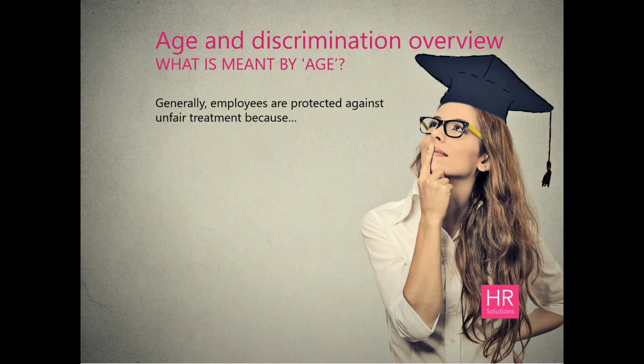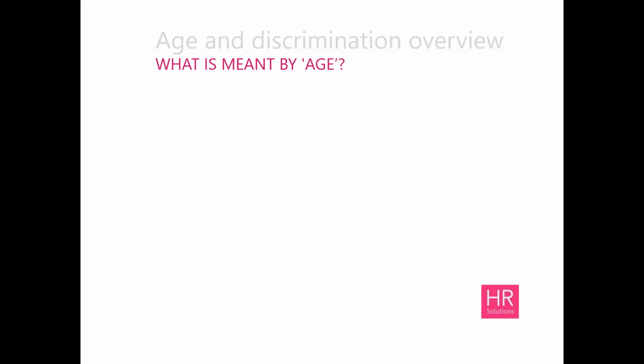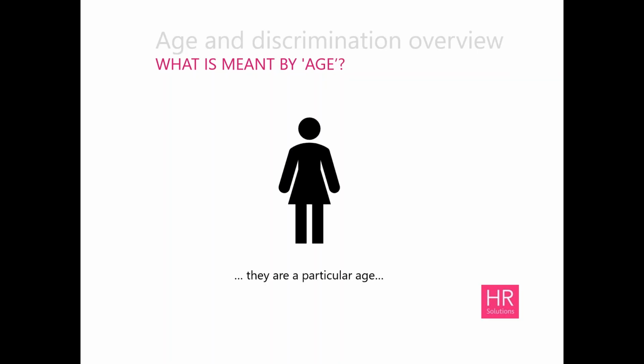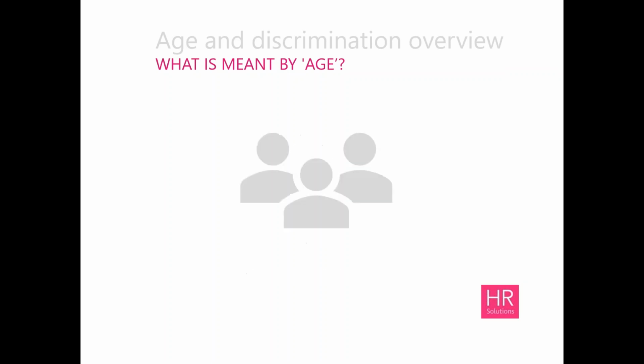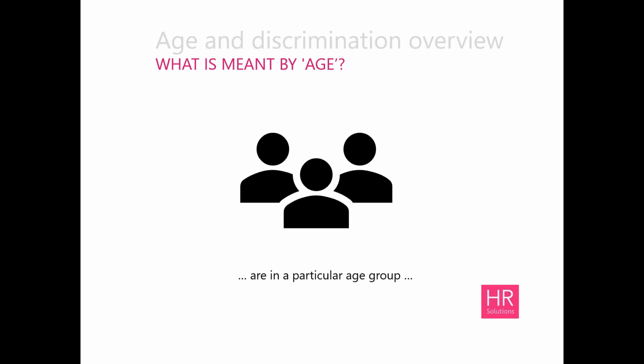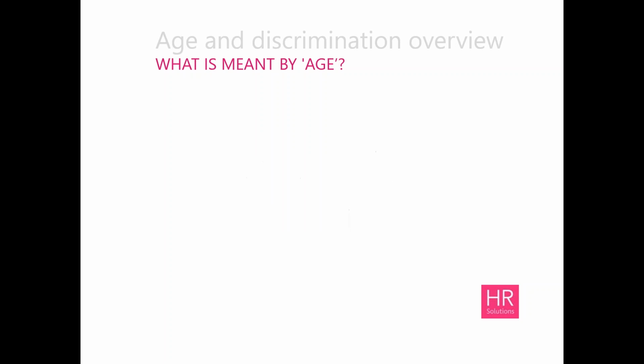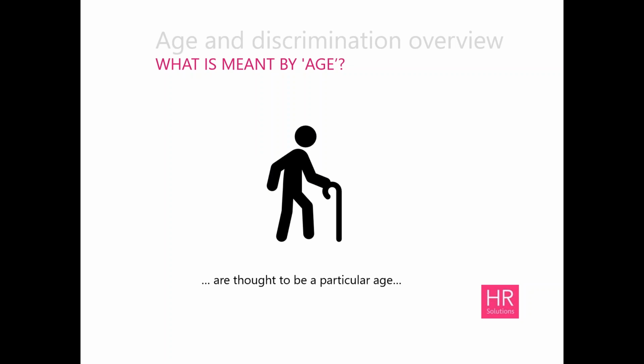So let's introduce ourselves to the concept of age in terms of equality. Okay, it's a small word, but what do we mean by it when we're talking about age or different age or age group? Okay, so generally, employees are protected against unfair treatment because they are a particular age. Okay, so let's say this person is 66. They're protected because they're in a particular age group. Okay, so a group of people, for example, who are termed as being below 25. They're protected because they're thought to be a particular age for whatever reason.